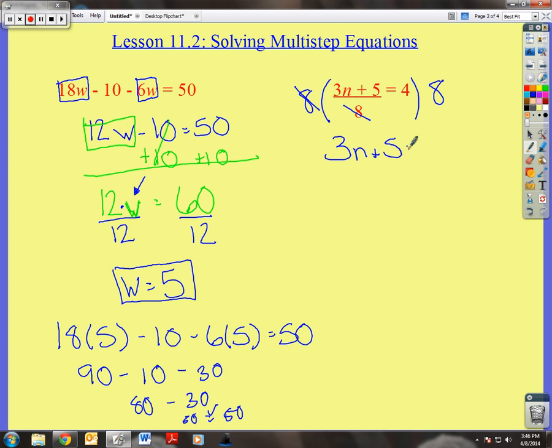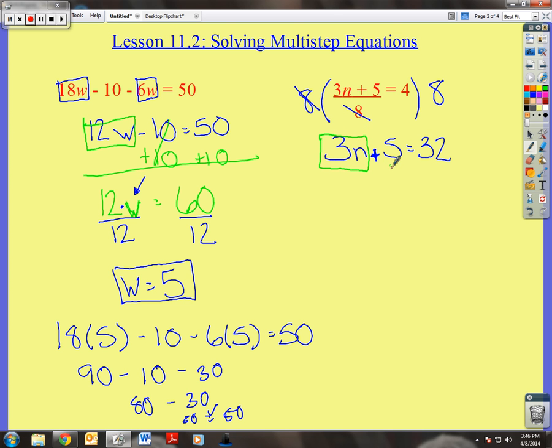Now I have to multiply the other side of the equation. It's like that balance, that scale. Whatever I do to one side, I have to do the other. 8 times 4 gives me 32. Next, I have this 3n. There's my coefficient because I'm multiplying it by the variable. I'm going to leave that there.